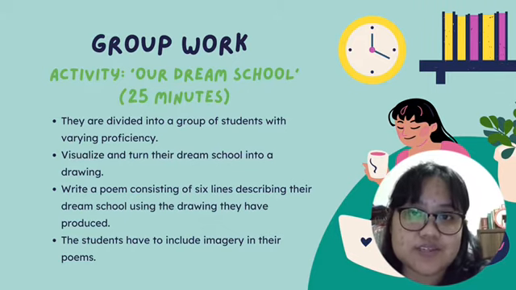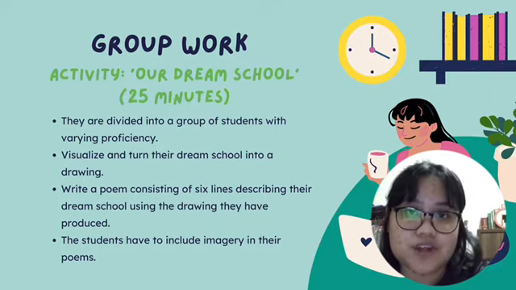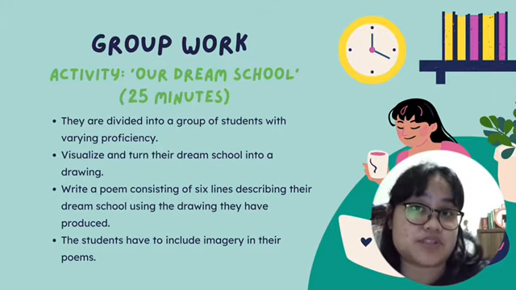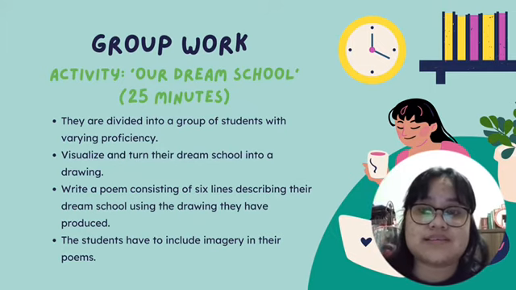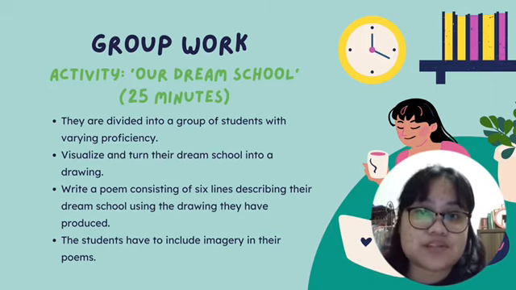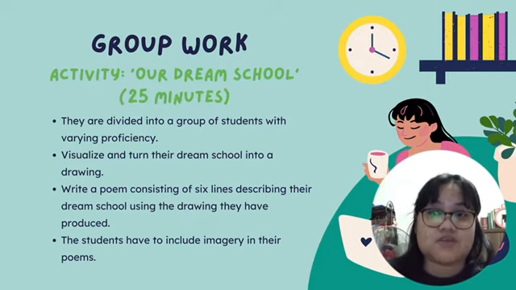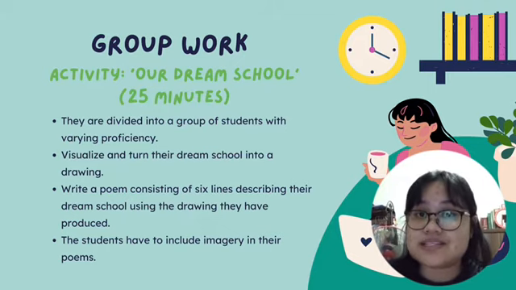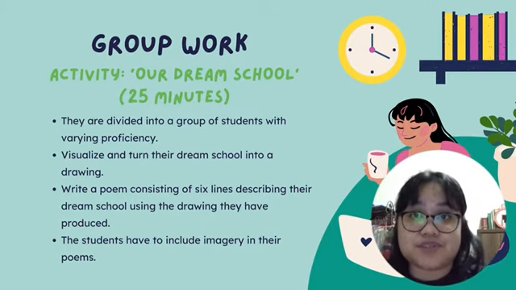In this activity, the students are divided into 4 groups, and in each group, there will be students with different proficiency levels. For this activity, they are required to visualize and turn their dream school into a drawing. They have to brainstorm and think about how they want their dream school to look like, and after that, they have to write a poem consisting of 6 lines describing their dream school using the drawing they have produced.